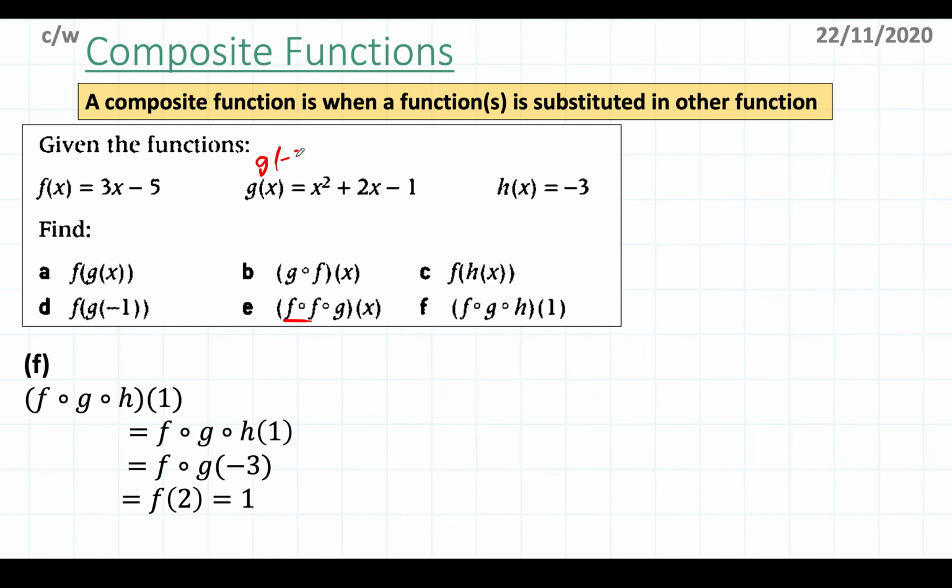So g of negative 3 is basically a 2. And so this 2 now becomes the input of f of x. So f of 2 is equal to 1, and that's the final answer.